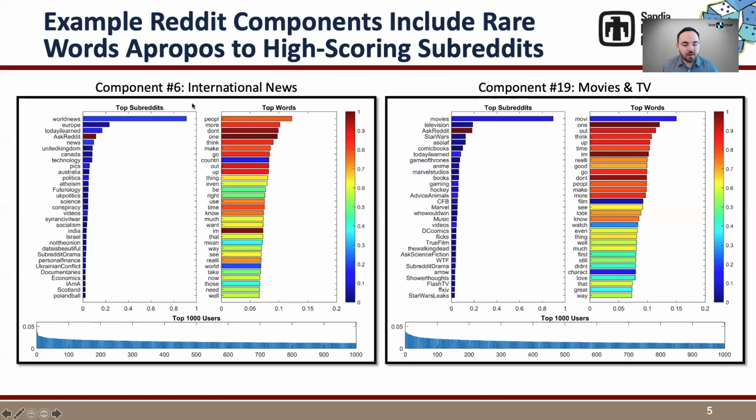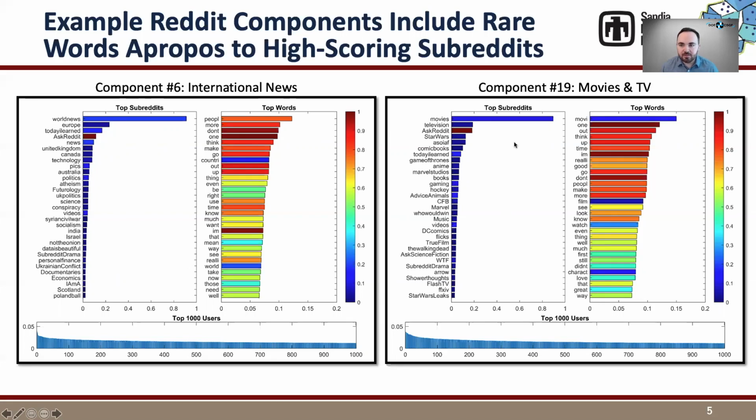So this first one we have, component 6 of 25, looks at international news. So you'll see large subreddits like world news and countries and continents like Europe, Canada, and India. And you'll also see some specific topics that users might have been interested in discussing in the year 2015, like the Ukrainian conflict and the Syrian civil war.